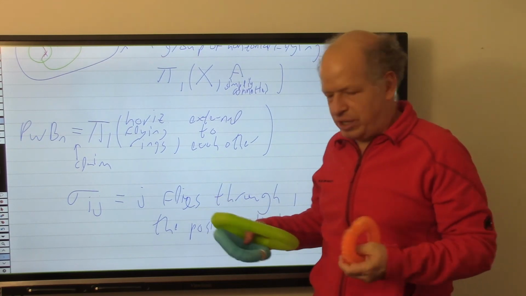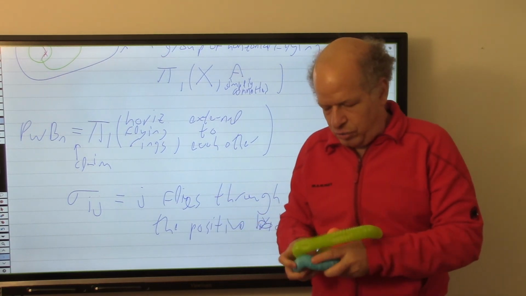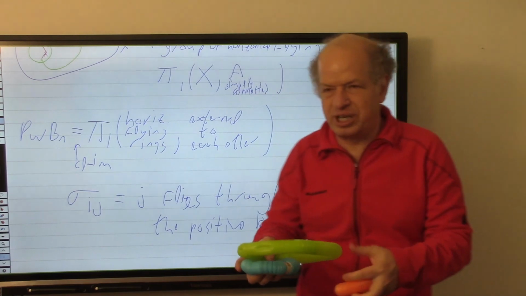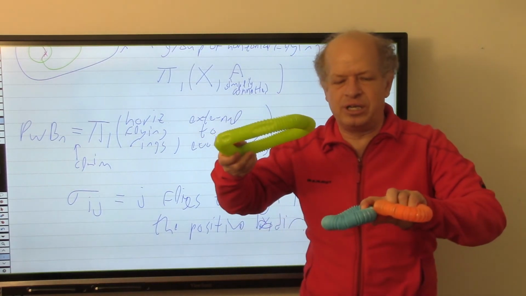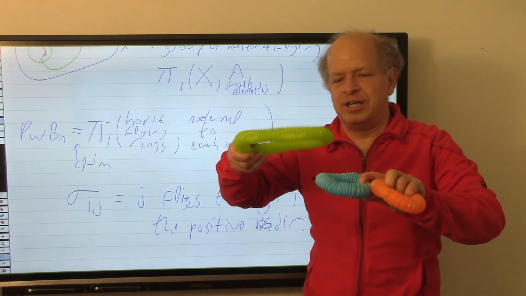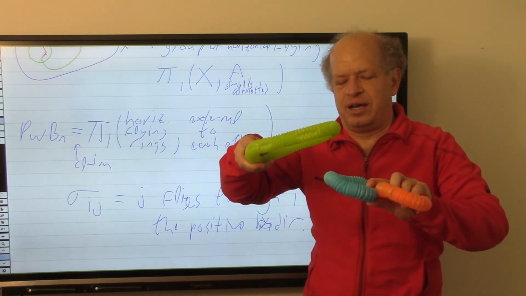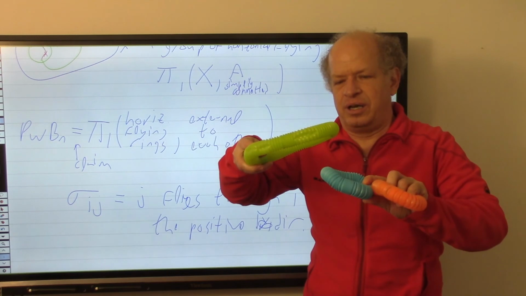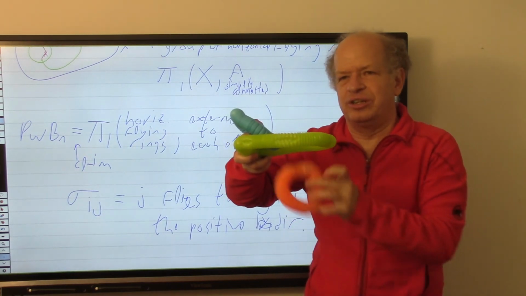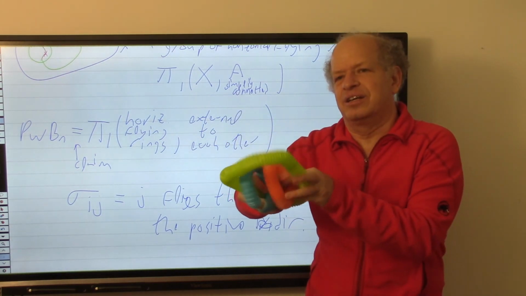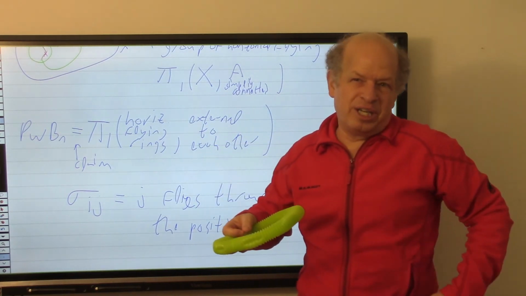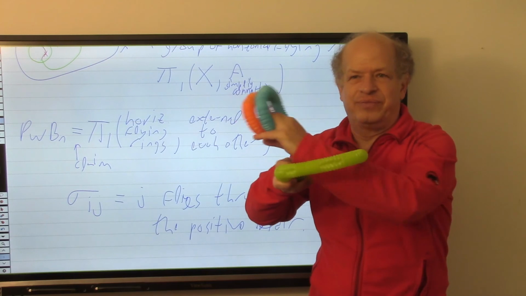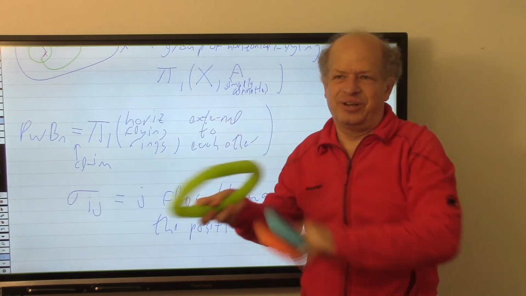And finally, you can check that the overcrossings commute becomes the relation that if you have one big ring and 2 small ones, then this one flies first and this one flies second is the same as the other way around, which really means that they could fly together. Okay?